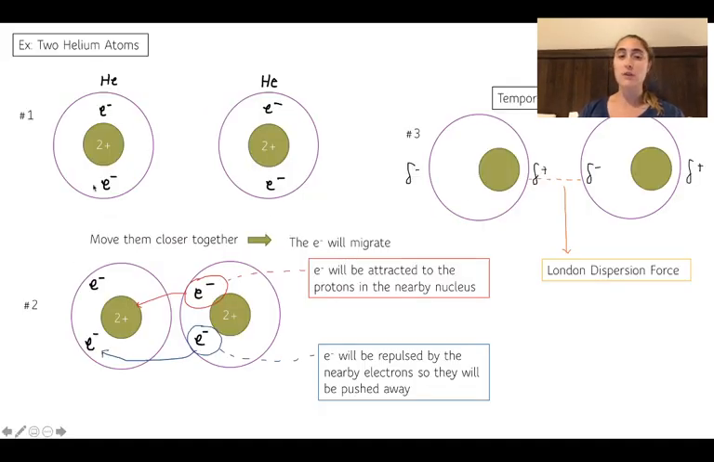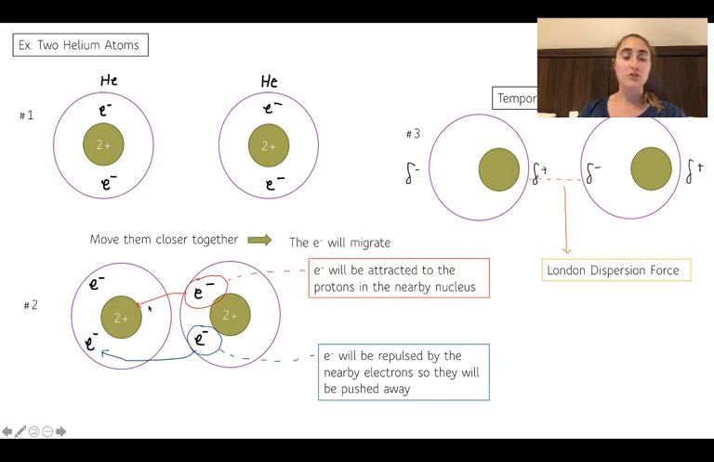I'm looking at two helium atoms here. I have a helium atom here and a helium atom here. Now helium has two protons. It also has two corresponding electrons. Now, if I were to move these two helium atoms closer together, I'm going to see a couple things happening. I move them closer together, and because I have electrons present here and electrons present here, the electrons in this particular atom are going to be drawn to the protons found in this helium atom's nucleus.